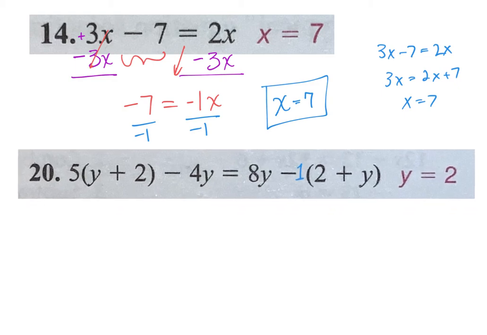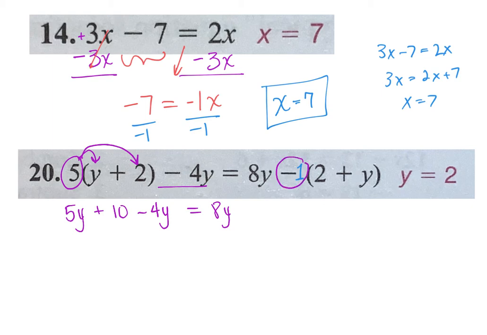All right, so for this one, we have a couple of distributions. We need to distribute this 5. So we're going to say 5 times y is 5y. 5 times positive 2 is positive 10. Then we have a minus 4y equals 8y. Leave that alone. We're going to distribute a negative 1. Negative 1 times positive 2 is negative 2. Negative 1 times positive y is negative 1y.